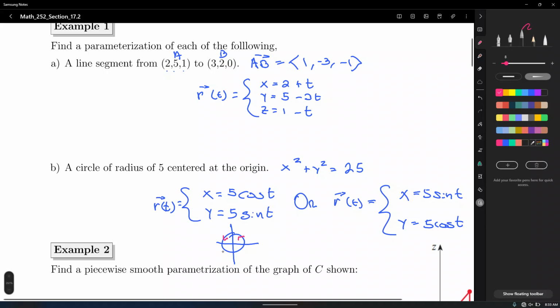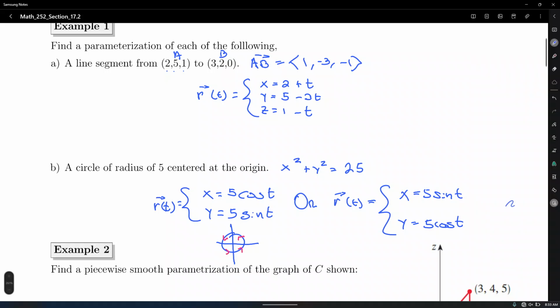Counterclockwise, right? We need to indicate the direction. What about this other circle? Well, of course, clockwise, right? There's not much to say here. All right.